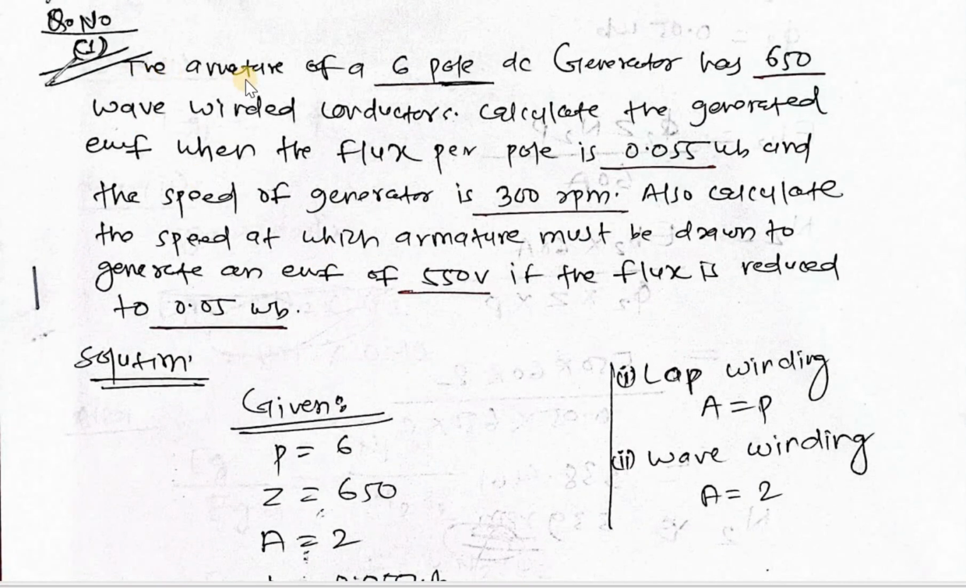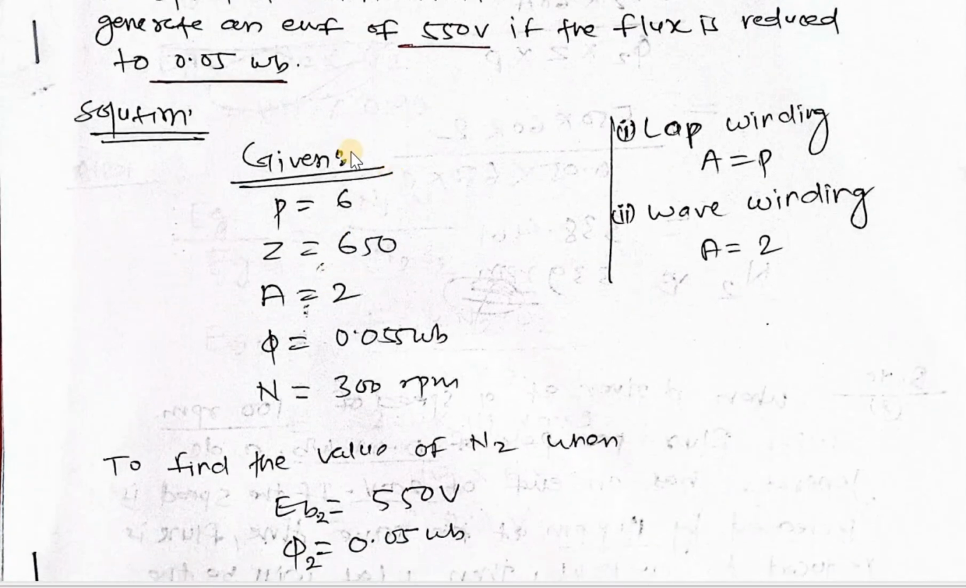The first numerical problem is: the armature of a 6 pole DC generator has 650 wave wound conductors. Calculate the generated EMF when the flux per pole is 0.055 Weber and the speed of the generator is 300 rpm. Also calculate the speed at which the armature must be driven to generate an EMF of 550 volt if the flux is reduced to 0.05 Weber.